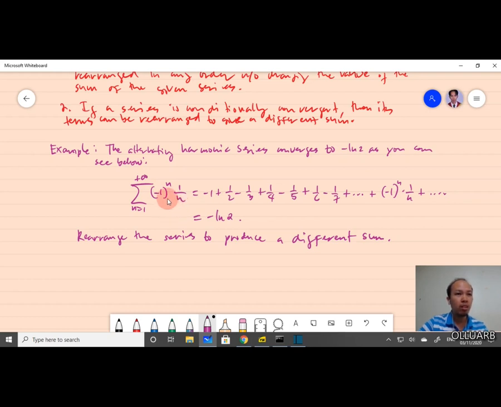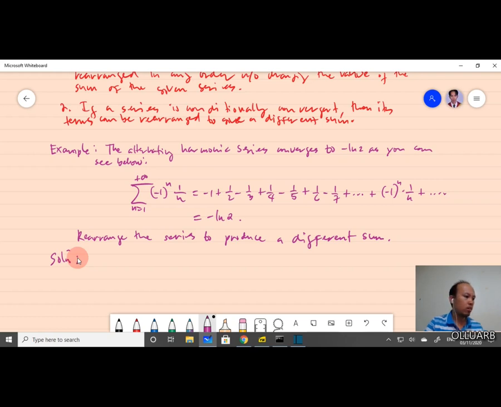Since if you take the absolute value it becomes a harmonic series, and as you can see a harmonic series is a divergent series. But the original, if you use the alternating series test, or maybe you can use the ratio test, you can show that it is convergent. Okay, anyway, it's up to you to show that this series is conditionally convergent.